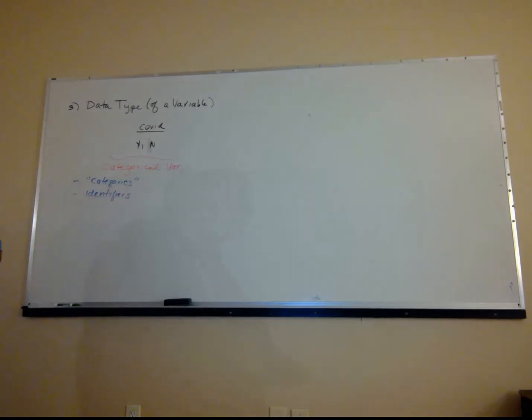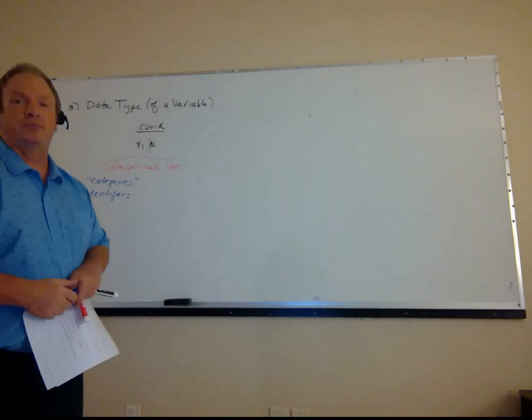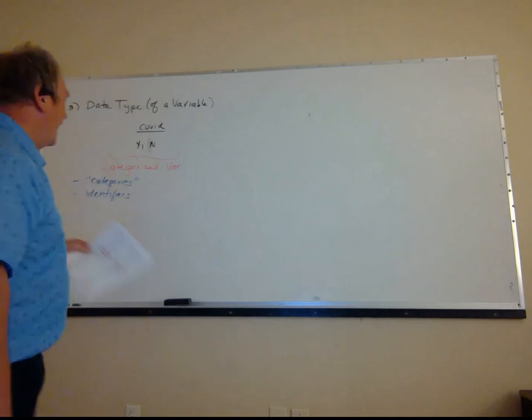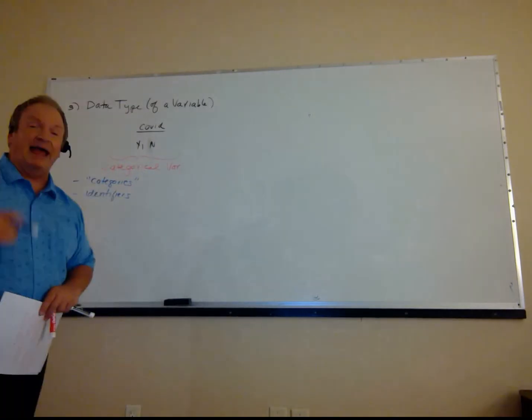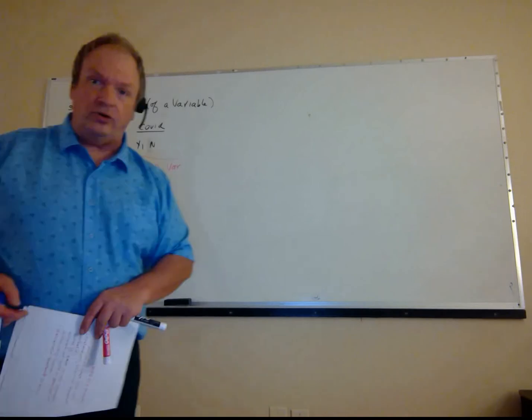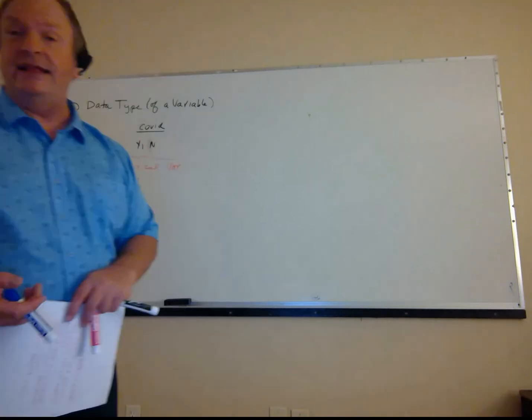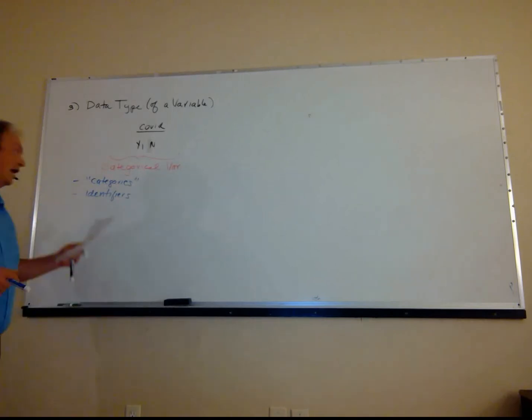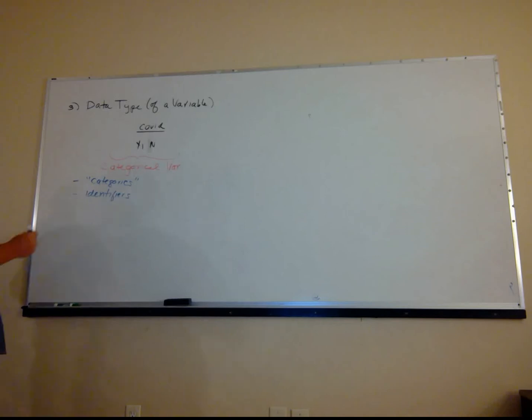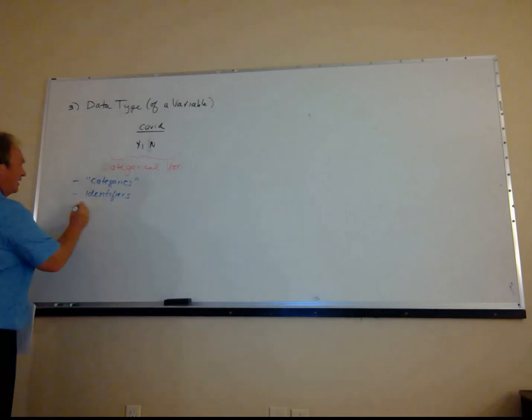So for example, zip codes. You could think of them as categories, but you could also think of them as identifiers. Bank account numbers, social security numbers, student ID numbers. These are all data, right? But these are all identifiers. They're really identifying you. Sometimes they represent different levels.